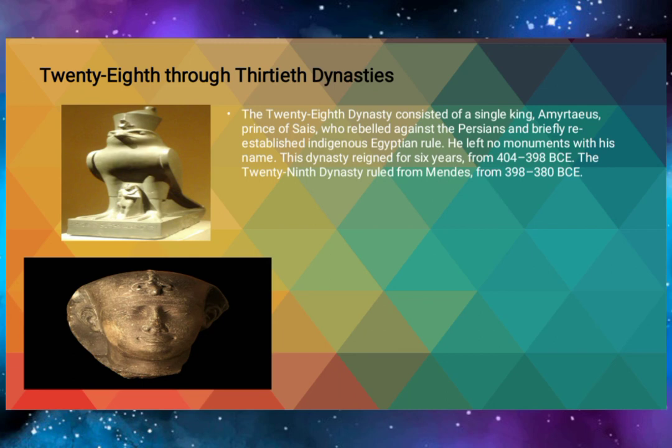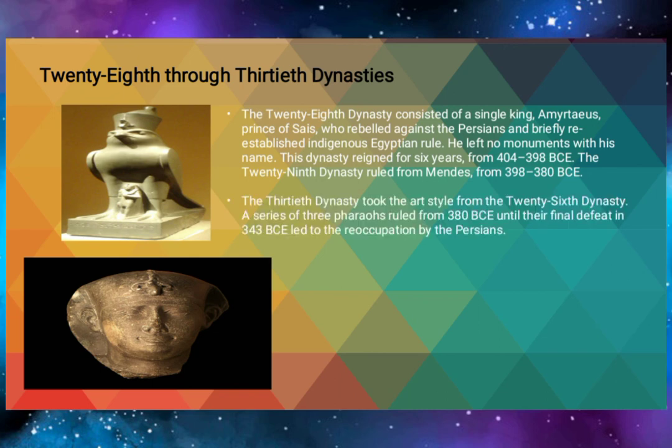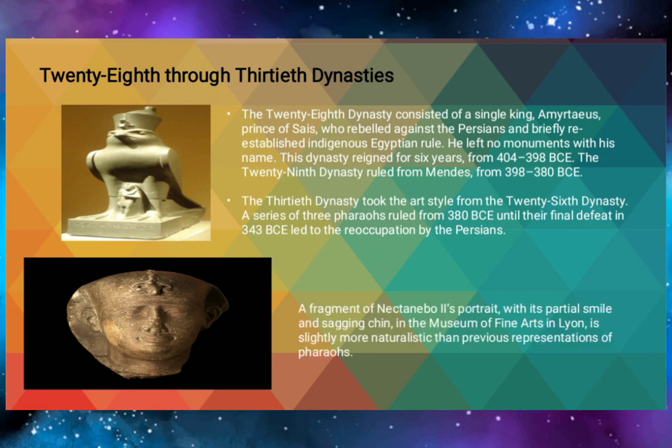So the 30th dynasty took the art style from the 26th dynasty. So a series of 3 pharaohs ruled from 380 BCE until their final defeat in 343 BCE led to the reoccupation by the Persians. So a fragment of a portrait of Nectanebo the second or third, with its partial smile and sagging chin, in the Museum of Fine Arts in Lyon, is slightly more naturalistic than previous representations of pharaohs.